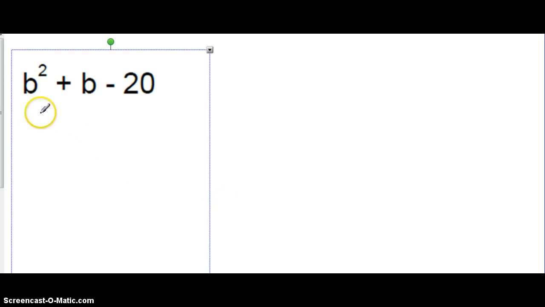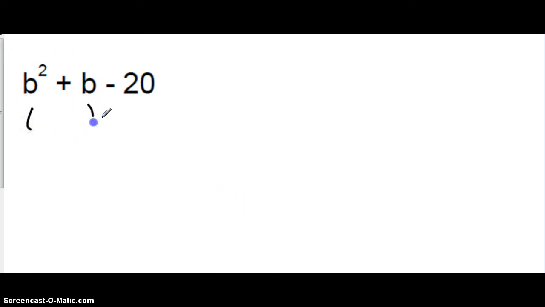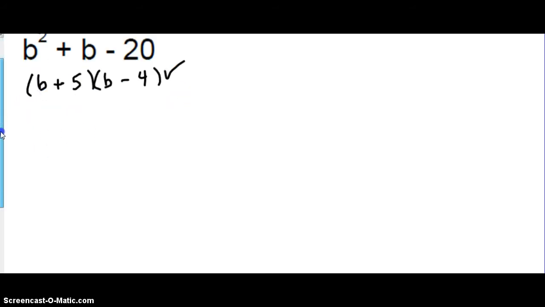A couple more examples. Put your parentheses down. Leading coefficient is 1. Put your variables. I think this might be an easy one, 5 and 4. Positive 1b, so that's going to be a positive 5 and a negative 4. And remember, they have to multiply to negative 20, and they did. Last one.